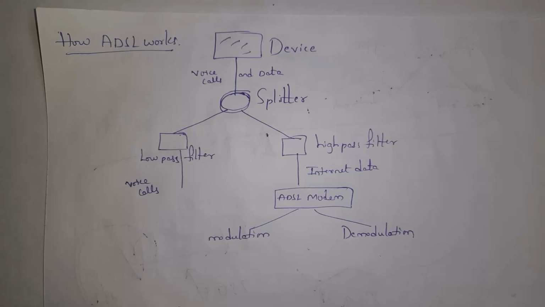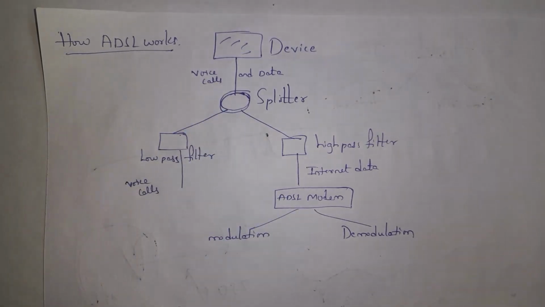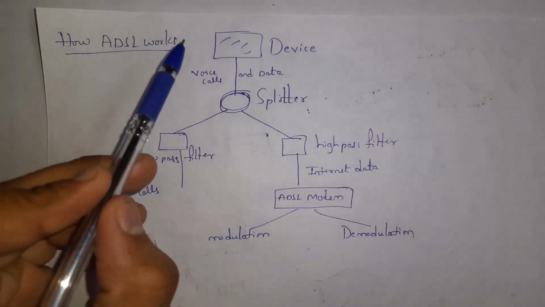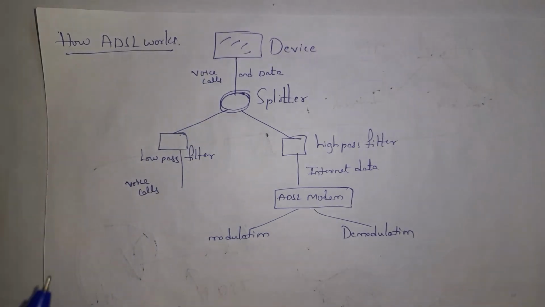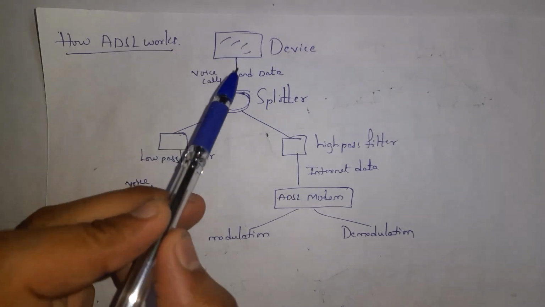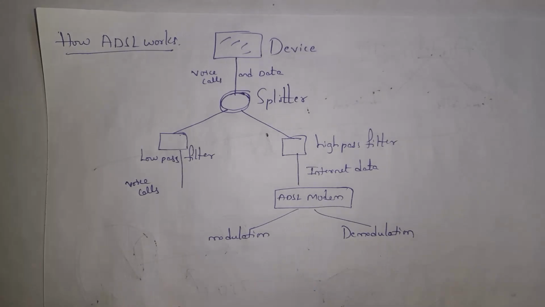Next I will explain how ADSL works. ADSL contains two types of devices. They are splitter and ADSL modem. I will explain what is the use of these devices. As I already said before, data and voice calls both travel by using a single cable. So whenever data and voice calls travel by using a single cable, the splitter device will take those voice calls and data, and then it will separate voice calls and data.